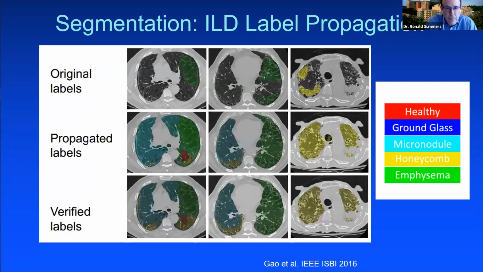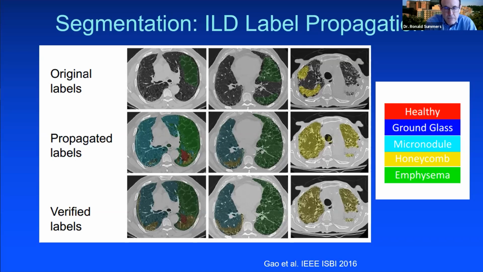Another not uncommon lung abnormality in patients who are being screened for lung cancer is interstitial lung disease. This is an example from work at the National Institute of Health Clinical Center on interstitial lung disease label propagation, where there can be a variety of different abnormalities in the lungs, including emphysema, honeycombing, micronodules and ground glass opacities. And again, you could imagine how, depending on the distribution of interstitial lung disease in your subject population, it might be challenging to detect cancers.